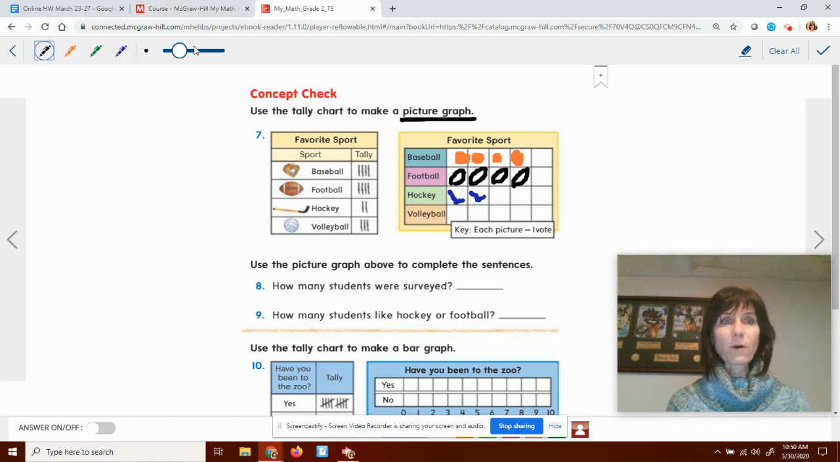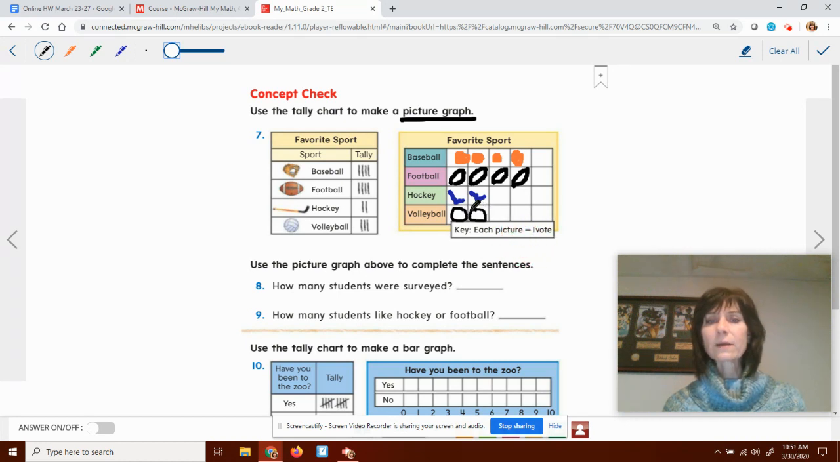The volleyball, I have 3 tally marks, so 3 people. And on my volleyball, I'm just going to do like a circle again. Volleyballs are round in shape, as close to round. By the way, remember how important it is in this case. Each picture represents 1 vote.